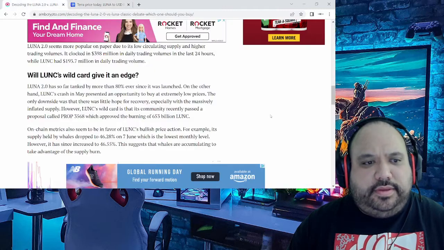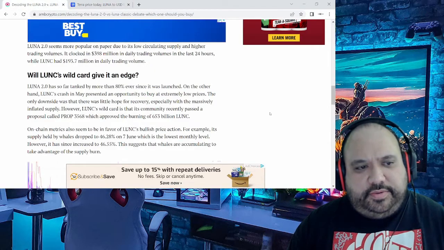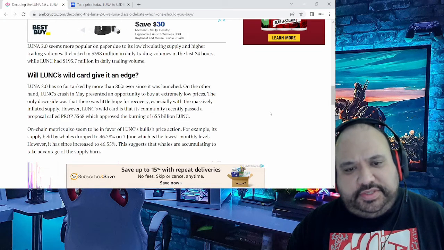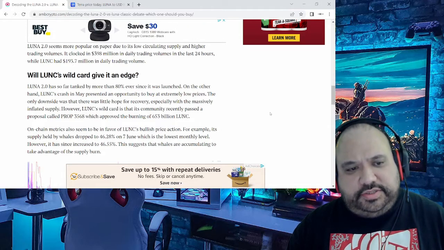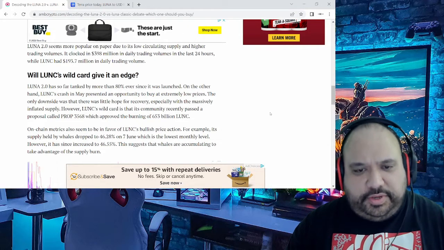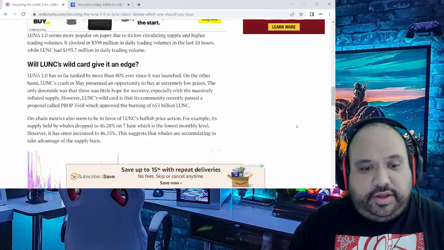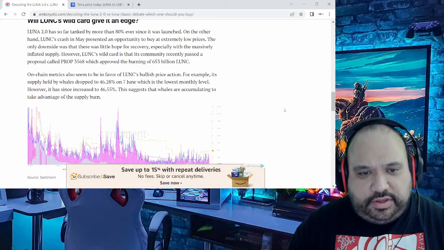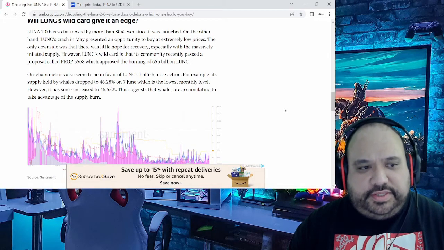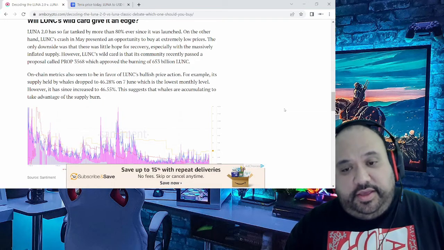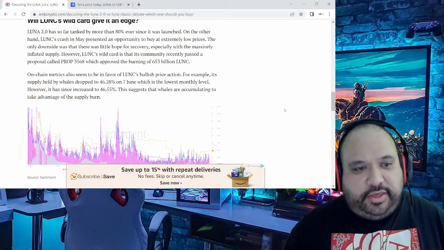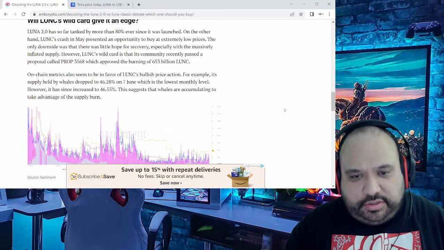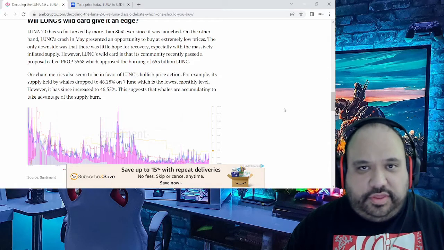So in closing, like it says right here, will Luna Classic's wildcard give it an edge? Luna 2.0 so far has tanked more than 80% since it was launched. On the other hand, Luna Classic's crash in May presented an opportunity, like I mentioned, to buy at extremely low prices, like right now. The on-chain metrics also seem to be in favor of Luna Classic's bullish price action. For example, its supply held by whales dropped to 46.28% on the 7th of June, which is the lowest monthly level. It's actually lower than that right now.